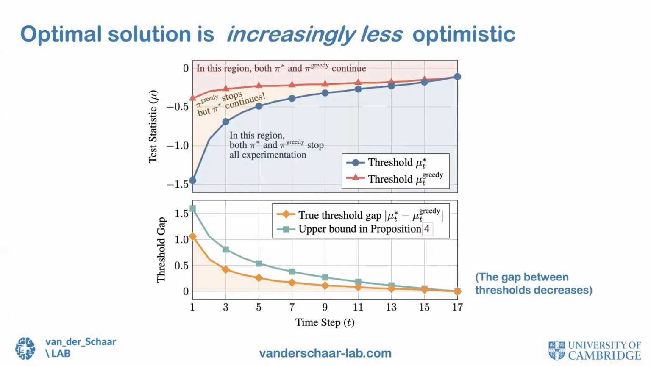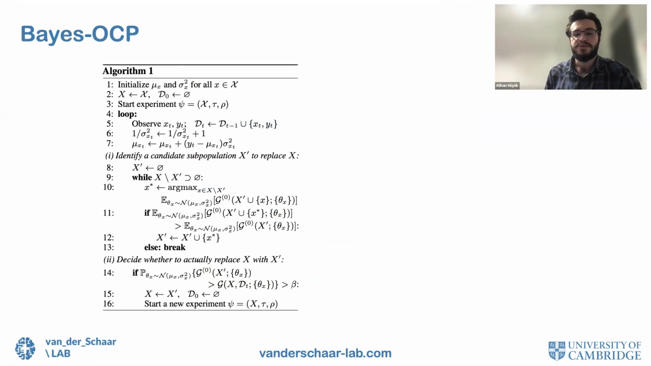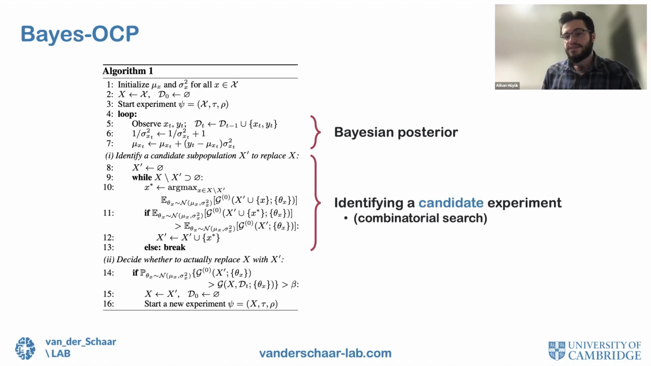And so these are some of the characteristics these thresholds have. Based on that, we propose a heuristic algorithm that is optimistic and in fact increasingly less optimistic. We call that algorithm bias OCP. The idea is simple. You are maintaining a Bayesian posterior over mean outcomes of every population. And at each time step, by doing a combinatorial search, you are identifying a candidate experiment that you can run instead of an ongoing experiment. This is basically determining what subpopulation, what narrower population I could be targeting instead of the target population of the ongoing trial.